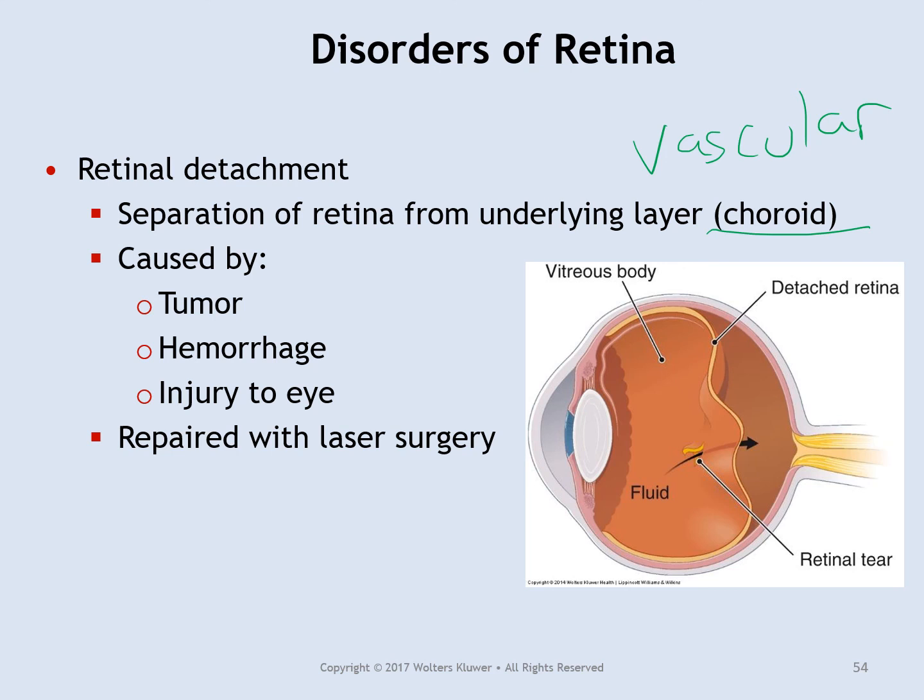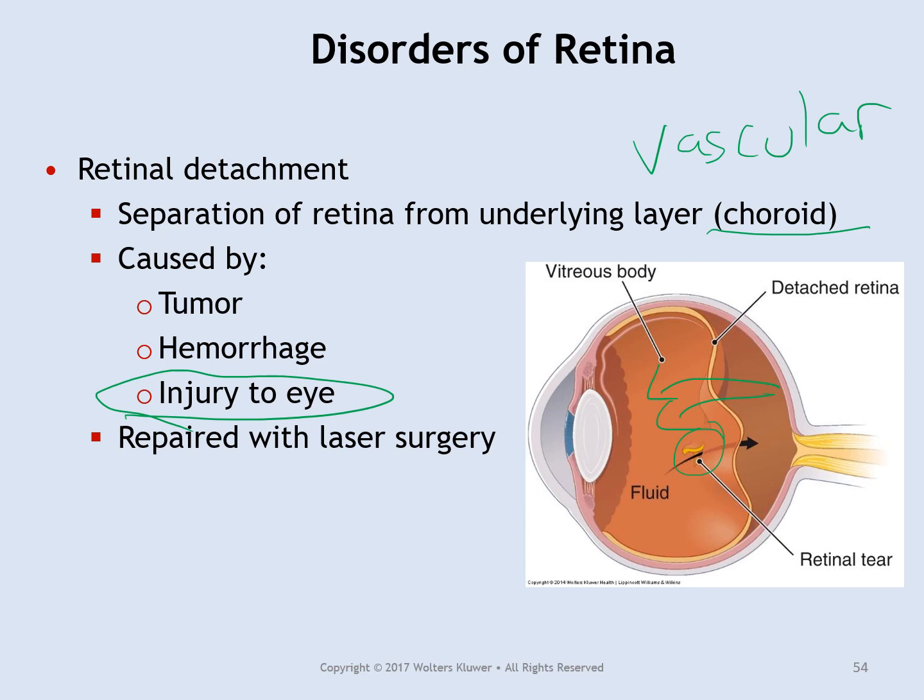This can be caused by a tumor or a hemorrhage. Most often it's caused by some kind of injury to the eye, blow to the head that causes a tear in the retina. You'll go in and repair that tear with a little laser surgery, and then the fluid of the vitreous body should come back over the retina, and the retina should reattach to the choroid.